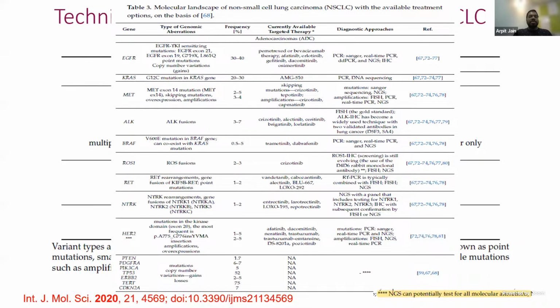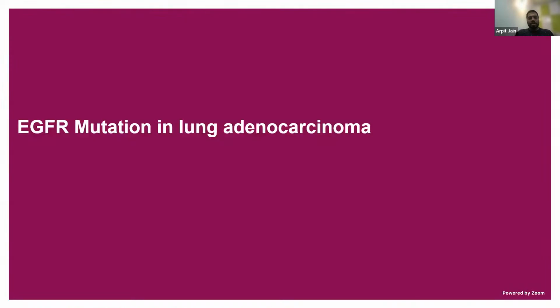So these are the various genomic alterations with their frequencies. Like EGFR could be there in up to 30 to 40% of the patients, depending upon the geographical variance. In the Asian population, it could be there in 30 to 40%, while as per the international studies, it could be there in 15 to 20% of the patients. Then in 25% of the patients, KRAS alteration could be there, and likewise. Next. So we will be discussing each of these alterations one by one.